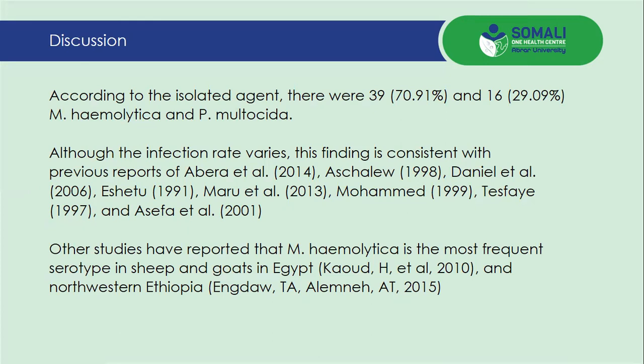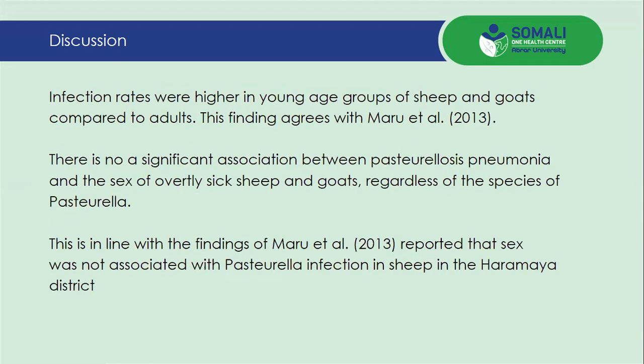Discussion. According to the isolated agents, there were 39 Mannheimia hemolytica and 16 Pasteurella multocida. So Mannheimia hemolytica is the most frequent one that affects the animals. Although the infection rate varies, those are the findings we compared. Other studies have reported that Mannheimia hemolytica is the most frequent serotype in sheep and goats in Egypt, as well as here in Somaliland.